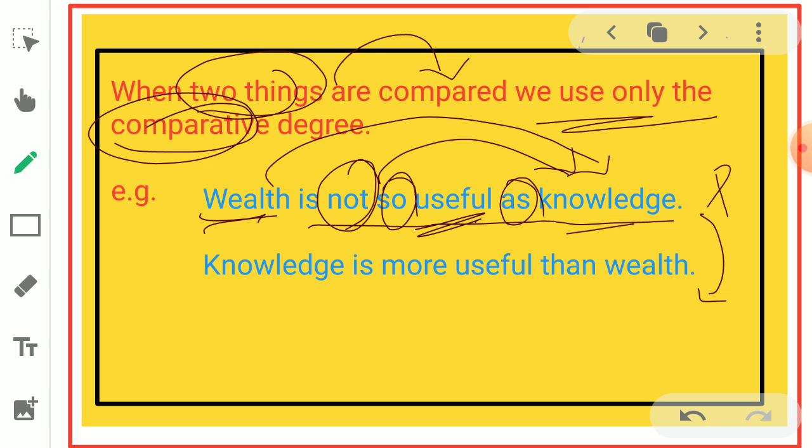This degree is used in the comparative. How? We have to take knowledge at first. Knowledge is more useful, because useful has two syllables, so we have to use more useful than wealth. So than is used because of the comparative degree. But one thing: you cannot write this sentence in the superlative. Keep in mind, the reason behind this is that two things are compared, so the positive degree is used.